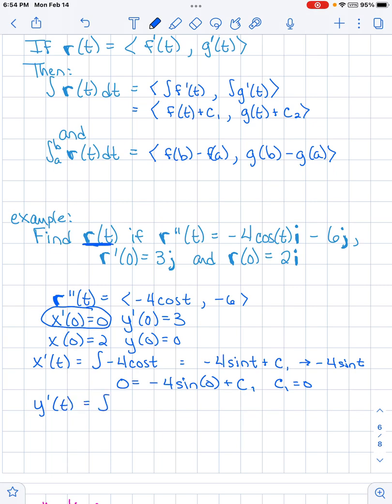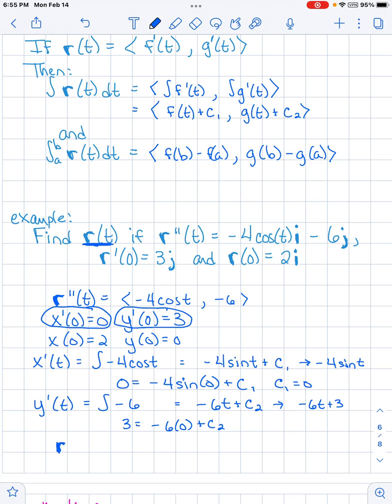Okay, if I use the same idea for y prime of t, I'm going to find the antiderivative of negative 6. The antiderivative of negative 6 is negative 6t plus a different constant. The information that was given to us is that when 0 is plugged into the y component's first derivative, that will equal 3. So we know that 3 is equal to negative 6 times 0 plus c sub 2. So c sub 2 is 3. So now we know the y component. We have negative 6t plus 3.